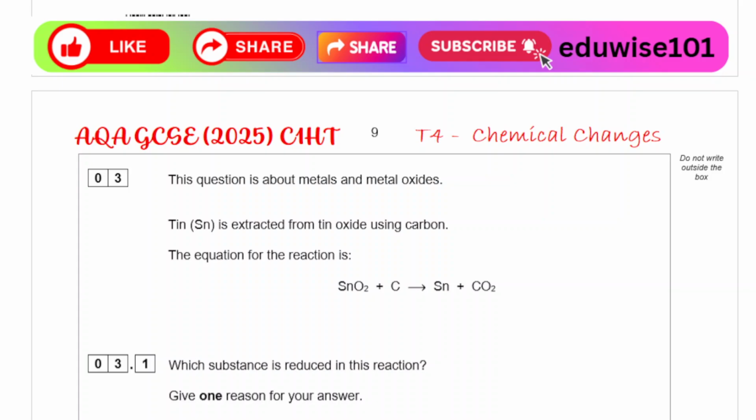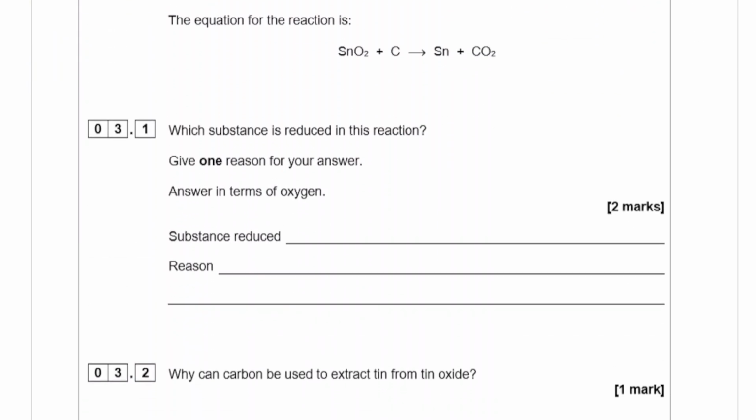In this video, I'm going to go through the AQA Chemistry Paper 1 Higher Tier from 2025. Question number 3 is on the topic of chemical changes. This question is about metals and metal oxides. Tin is extracted from tin oxide using carbon. The equation for the reaction is SnO2 plus carbon gives you Sn, which is tin, plus carbon dioxide.